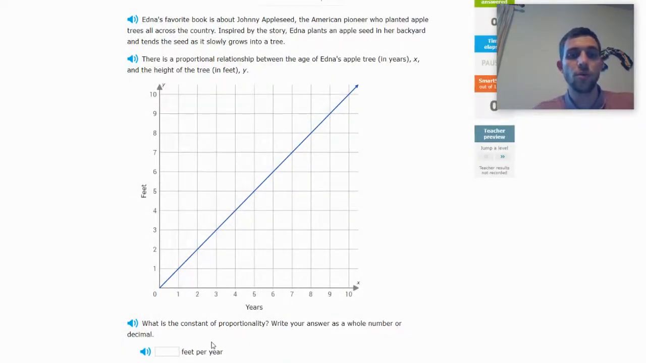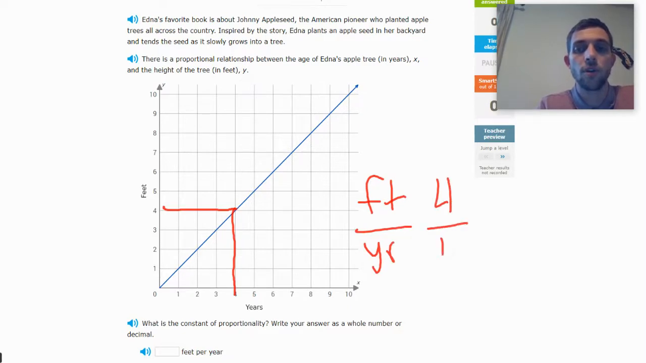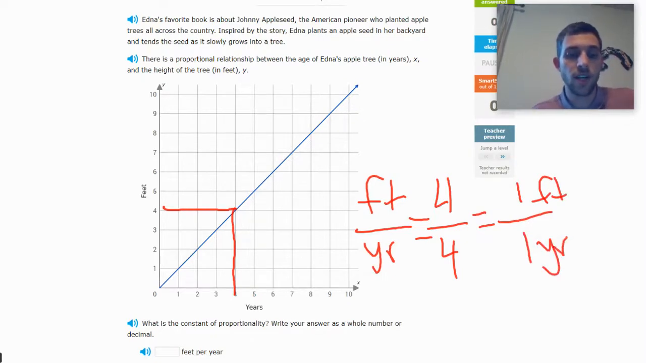So the first thing we need to do is take a relationship, and we can notice that we could take this relationship right here, 4, and that corresponds with 4. So we have feet per year, and so this is going to be 4/4. So if we simplify this, we can divide by 4. 4 divided by 4 is equal to 1, and so I have 1 foot for every 1 year. So my answer here, when I simplify, is going to be 1.